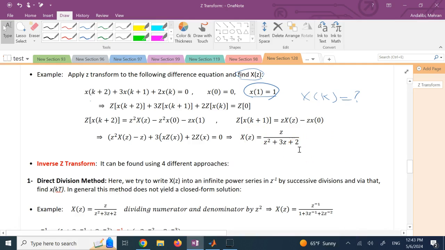And so if you plug in the initial conditions, knowing that x of 0 is 0, that term goes away, and x of 1 is 1, so that term will be a z. And here, this term again goes to 0. So you will get z squared x of z minus z, that is the first term. Then plus 3 times z times x of z, and then plus 2 times x of z. Here it seems like I'm going back and forth between x of z and z of x, and that is not right. So let me fix it.